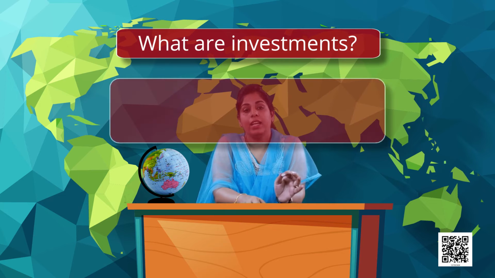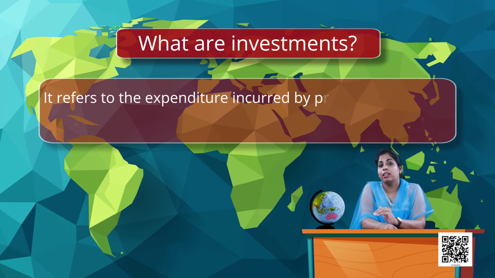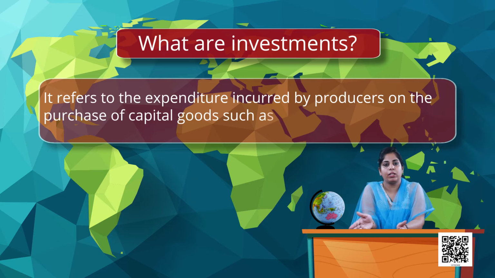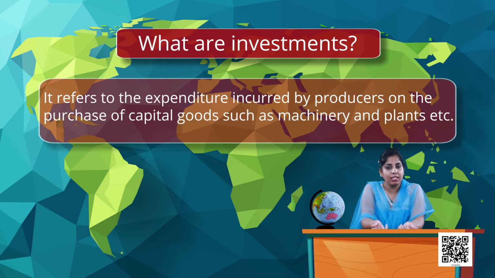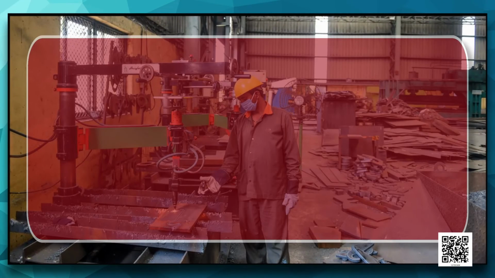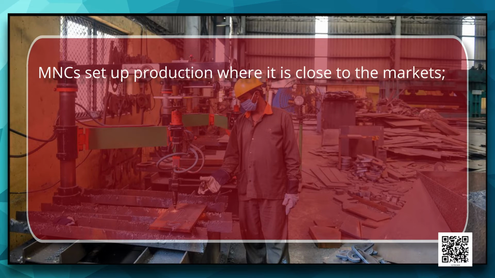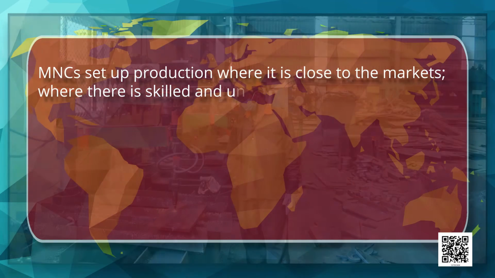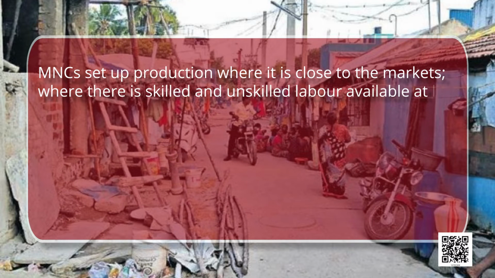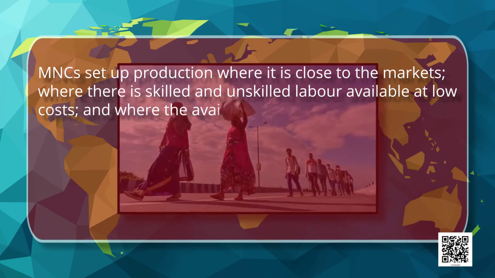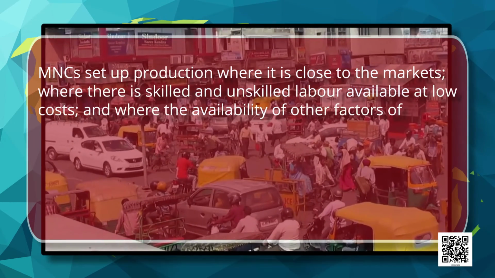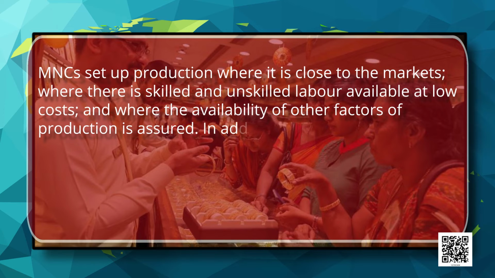Now let's talk about the multinational companies. What do they do? They make investments. Now let's talk about investments. What are these investments? It refers to the expenditure incurred by the producers on the purchase of capital goods such as machinery and plants, etc. In general, MNCs set up production where it is close to the markets, where skilled and unskilled labor is available at low cost, and where the availability of other factors of production is assured.